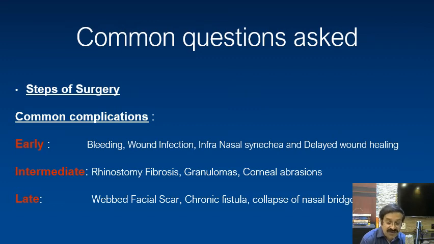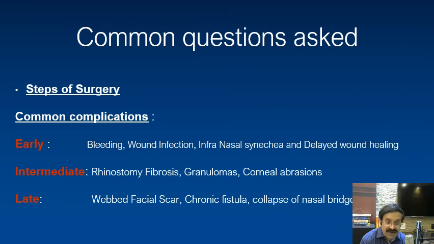Now, what is rhinostomy fibrosis? Rhinostomy fibrosis is basically where you create the ostium, the bony ostium, and that part gets fibrosed. In fact, that is the commonest cause of DCR failure, external DCR failure too.